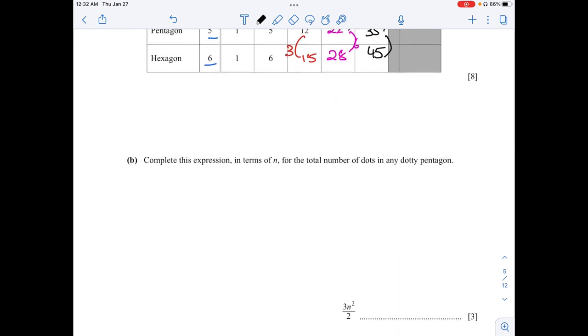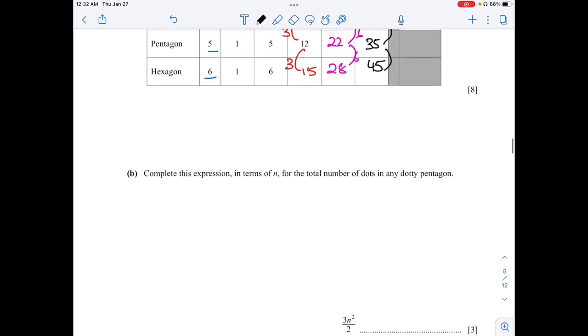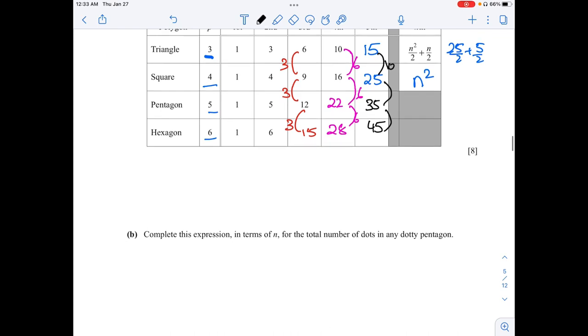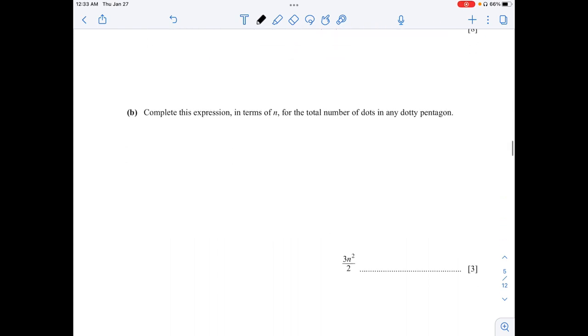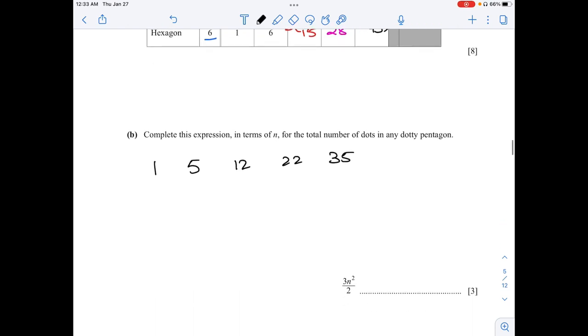Complete this expression in terms of n for the total number of dots in any dotty pentagon. In any dotty pentagon, so what is the formula for n? So for pentagon: 1, 5, 12, 22, 35. These are the values. So what is the difference between these? The difference is nothing but what? 4, and the difference is 7, the difference is 10, the difference is 13.